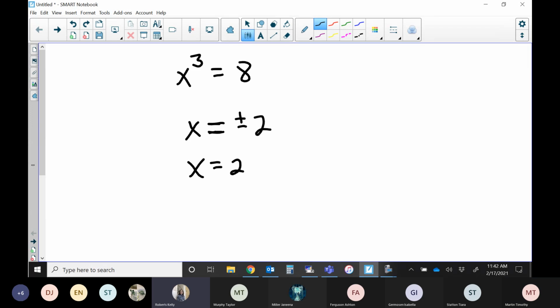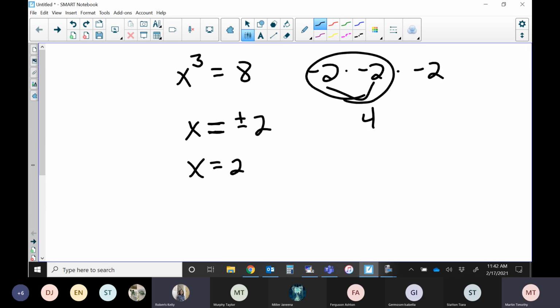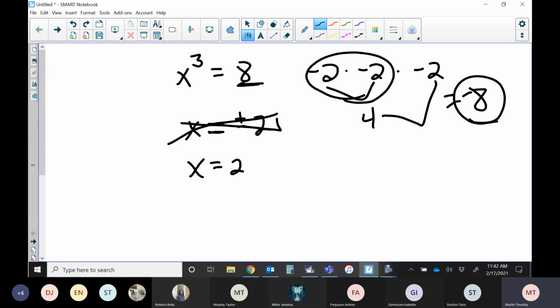So if we did negative 2 times negative 2, that does make a positive 4. Yeah. Positive, and then if we do another negative 2, it makes it negative, which is negative 8. Is that what I asked it to equal in the original? Janina, do you see that? Yeah. So when do you only put the plus or minus sign? When your index, or when that power, was even.